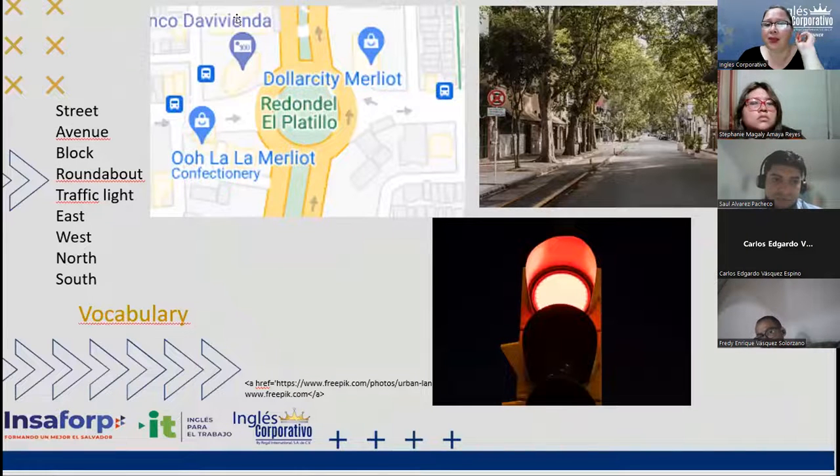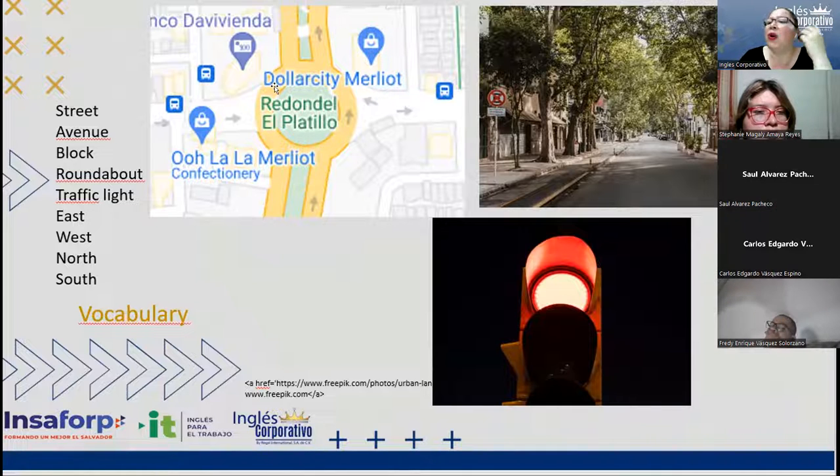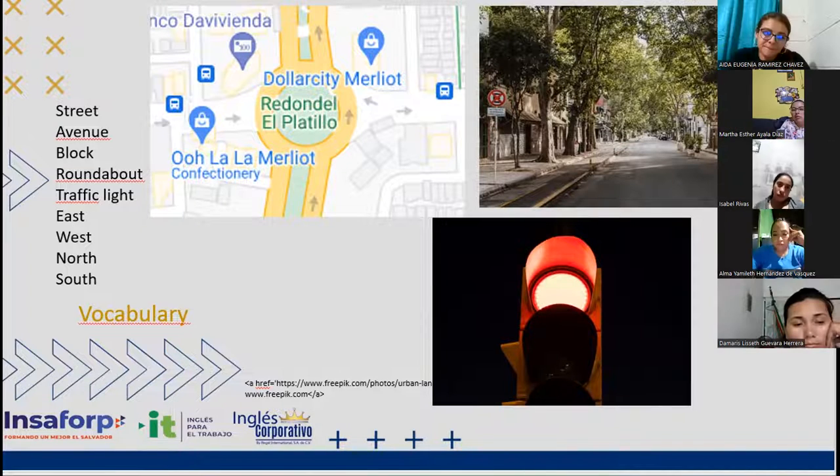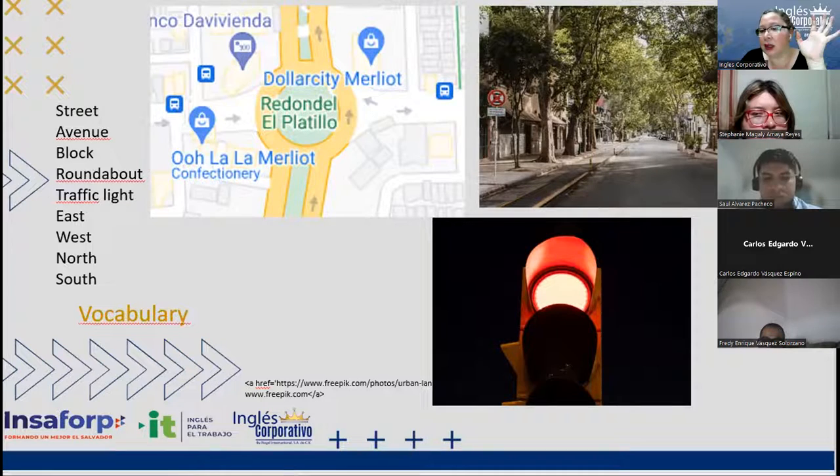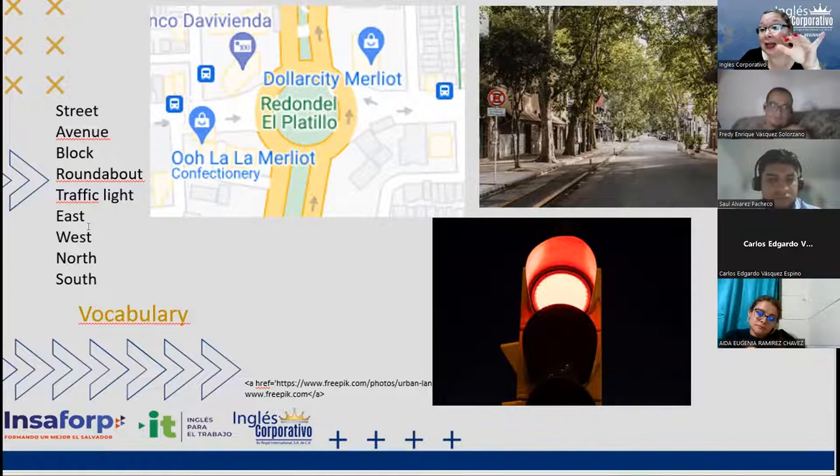So think about, for example, Dollar City. Where is Dollar City? This is a city, Merliot City. Where is Dollar City in Merliot? Do you know Merliot City? Yes, it's near Redondel El Platillo. Exactly. So you have to round the roundabout. This is a roundabout. Then we have avenues. We have blocks, cuadras. Roundabout es el redondel. Traffic light es un semáforo. Okay, traffic light.